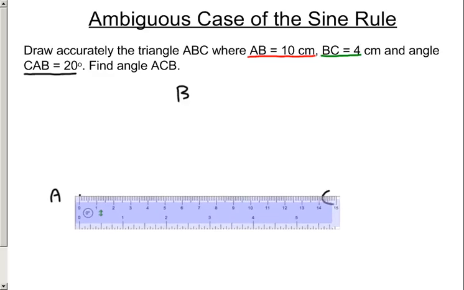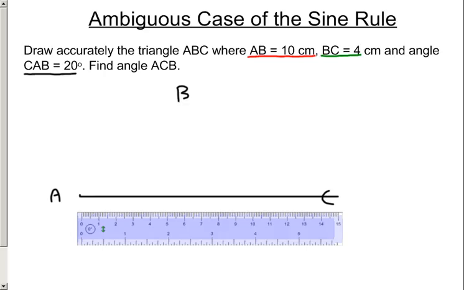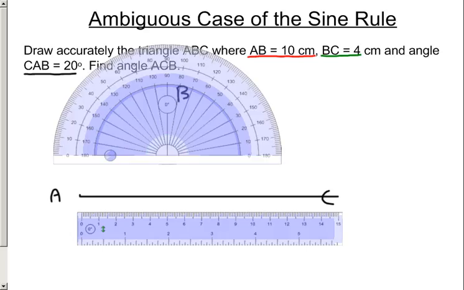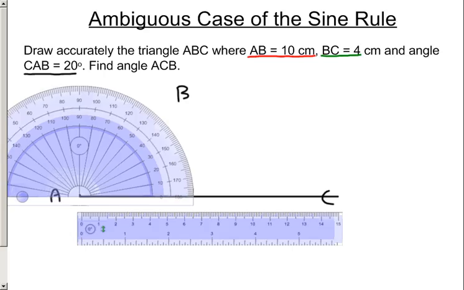We don't know how long this length here is, this A to C. We just know we've got a line somewhere going along here, so I'm just going to draw in a length along that. Then I'm going to do angle CAB is 20 degrees. So I'm going to get out my protractor and put that on A, and I'm going to measure 20 degrees, and that's going to be here.